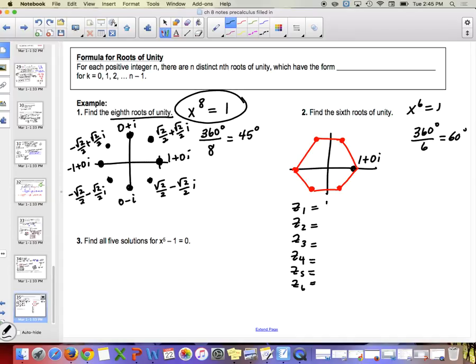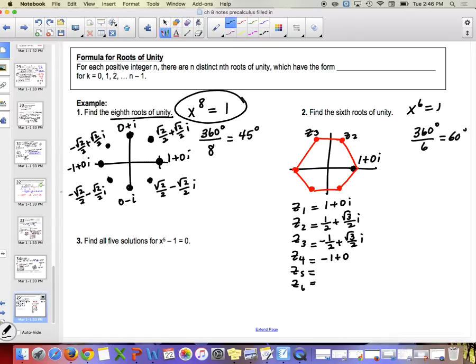All right, so the first one was the 1 plus 0i. This is our second solution. 1/2 plus square root 3 over 2i. You got it, 1/2 plus root 3 over 2i. All right, what's Z3? Negative 1/2 plus root 3 over 2i. Do you see how it works? I see.